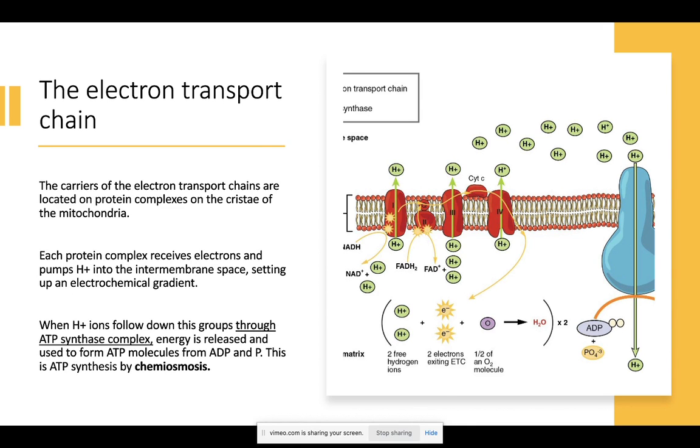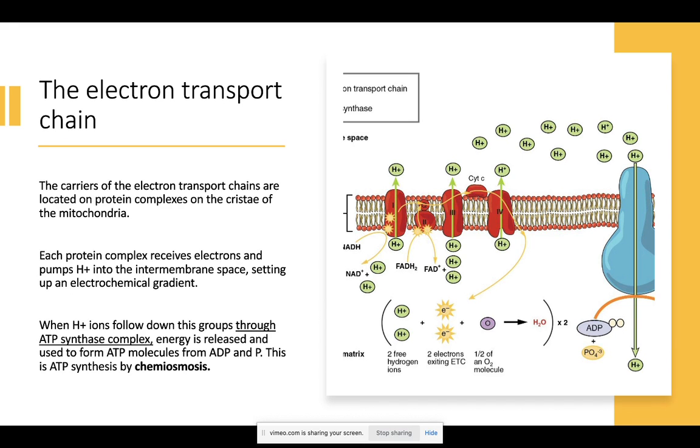Not to labor on much longer, but there's something called chemiosmosis. And chemiosmosis is simply when hydrogen ions fall down the gradient, they go through these ATP synthase complexes. Energy is released and used to form ATP molecules from ADP and phosphate. So I want you to associate two words, right? I want you to associate substrate level phosphorylation with glycolysis. And then I want you to associate chemiosmosis with the electron transport chain. When someone says glycolysis, you should automatically say substrate level phosphorylation. When someone says electron transport chain, you should automatically say chemiosmosis.